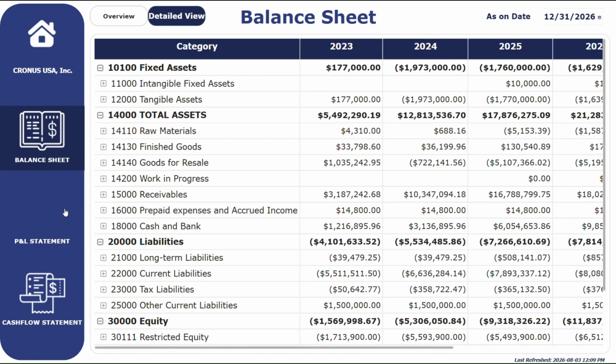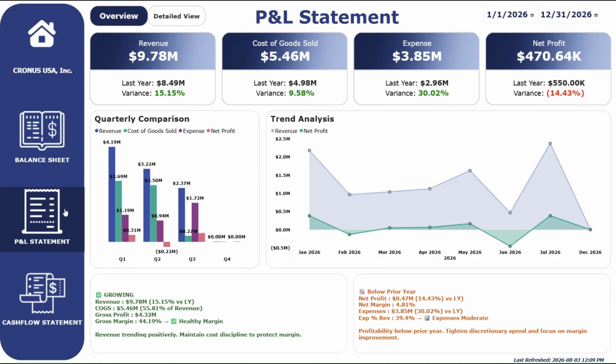Next, let's explore the profit and loss statement. This report measures the organization's operational performance and profitability. Finance teams can monitor total revenue, cost of goods sold, expense, and net profit from a single centralized report. Interactive visualizations display quarterly comparison of revenue, cost of goods sold, expenses, and net profit, as well as revenue and net profit trend analysis.